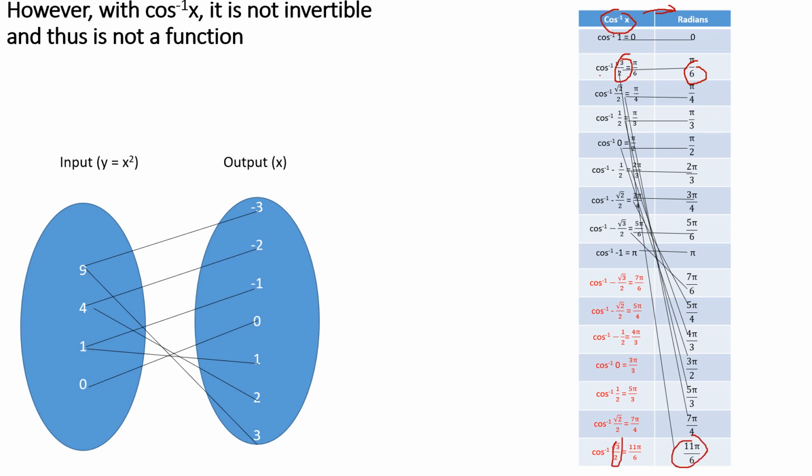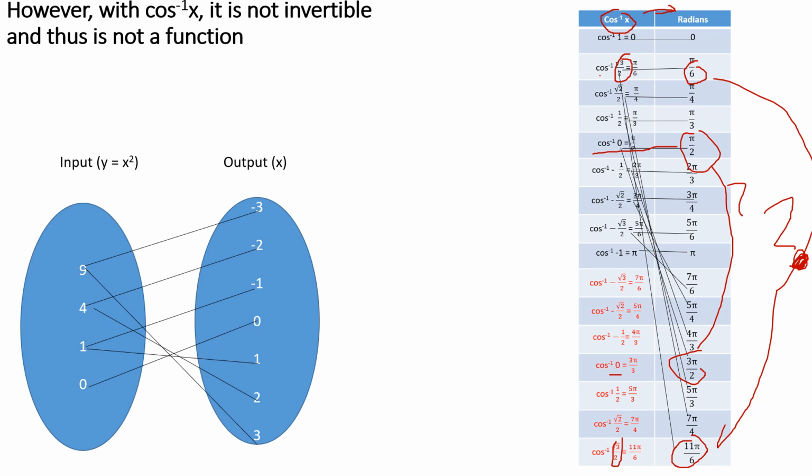Which one does it go to? This one or this one? And that is why we get it going through multiple places. We could look at cosine negative 1 of 0, which is pi over 2 right here. That goes to pi over 2. But then it also hits right here, cosine negative 1 of 0 goes to 3 pi over 2. Which one does it go to? So that's why the arcs, arc sine and arc cosine, are not functions. They have multiple outputs coming from the same input.